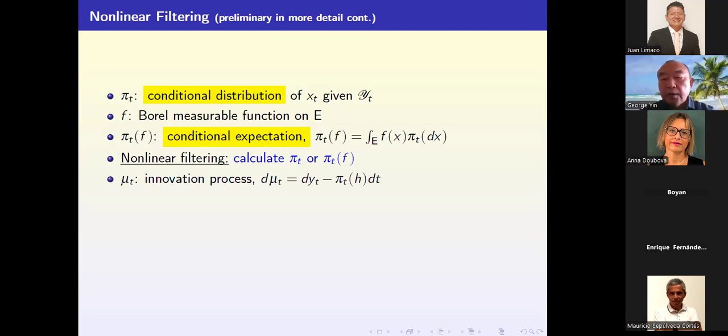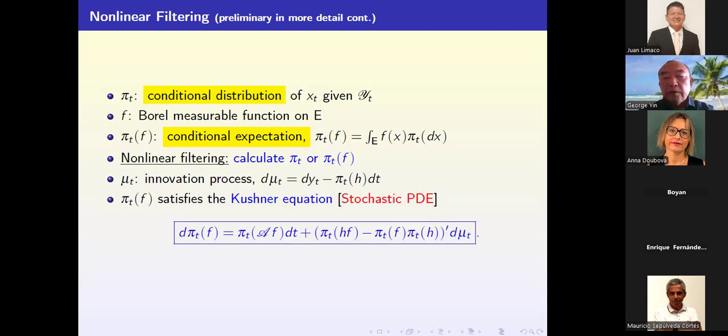So here we have something called the innovation process. What that is, is basically another Brownian motion. It's the observation minus the pi t. You consider the conditional expectation with respect to the conditional density. So now this was really a very active area of research in the 1960s.